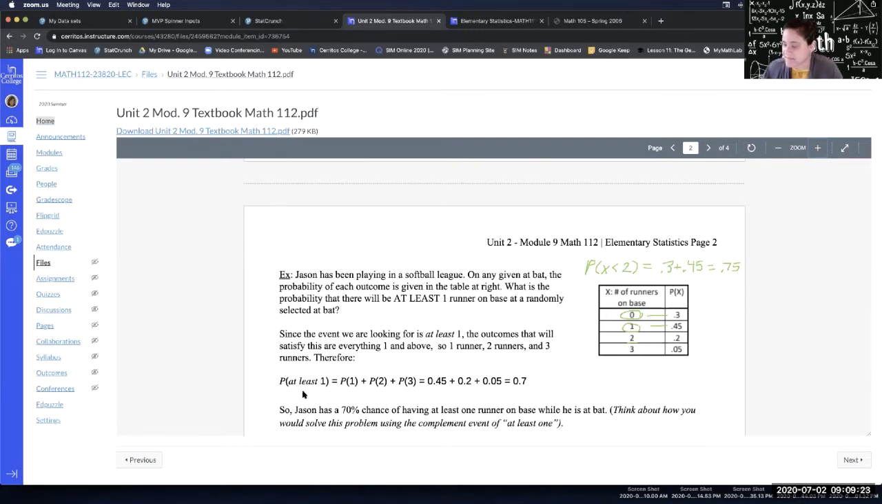At least and at most kind of mess with people's heads, because they hear "least," but at least means one is the bottom, and I'll take everything above. So at least one would be one or more. So this would be the probability that X is greater than or equal to 1.